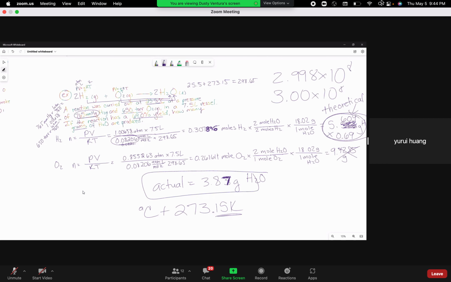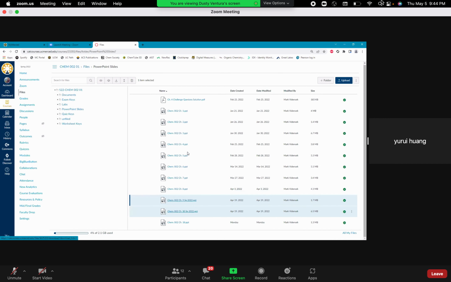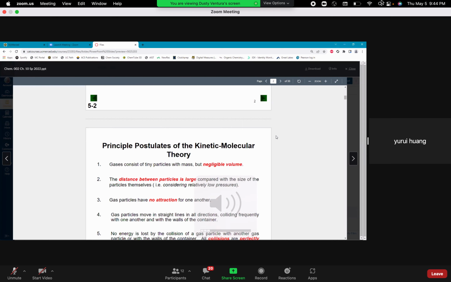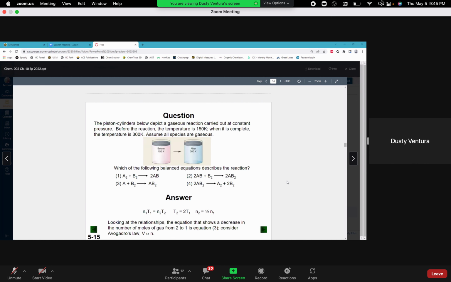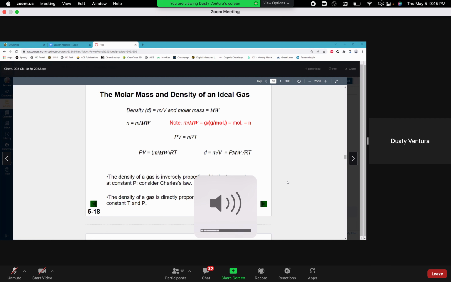Okay, so for chapter 10, page 18, there are some letters and I'm not sure which one is which. Chapter 10, page 18. Molar mass and density. Okay. So this one, let's put these in a way that's better to understand.